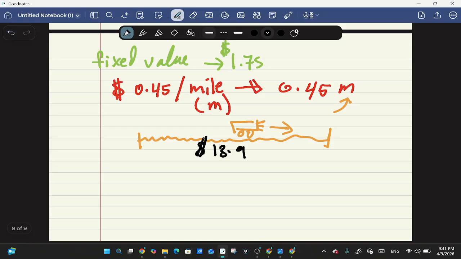That means if the cost is $13.9, the fixed charge we can start with is 1.75, added to $0.45 for each mile, and all that will give you $13.9. So this is the equation that we have.